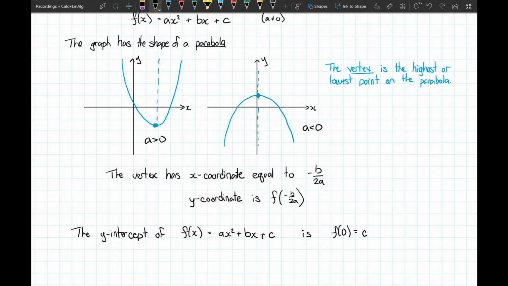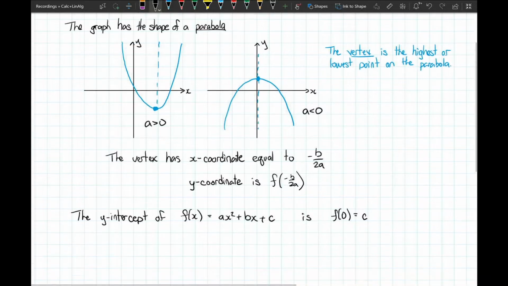However, the x-intercepts are a little bit trickier to find because, as you can see in those pictures above, in these graphs, our graph crosses the x-axis twice. Now, there are a few different scenarios that we can have depending on where the graph of the parabola lies in the xy plane. So there are three circumstances that we might have.